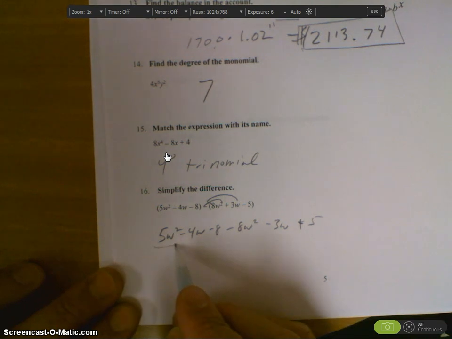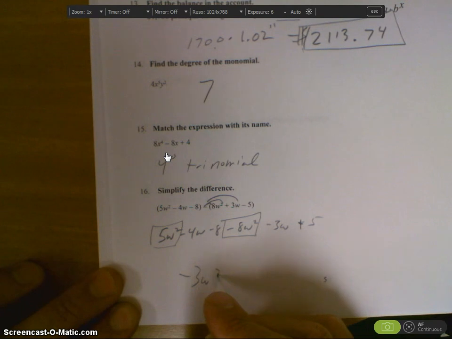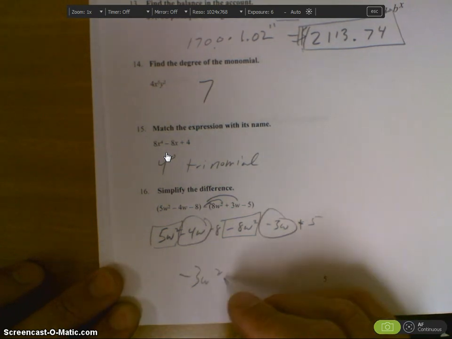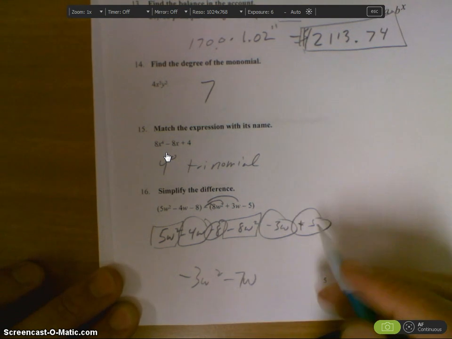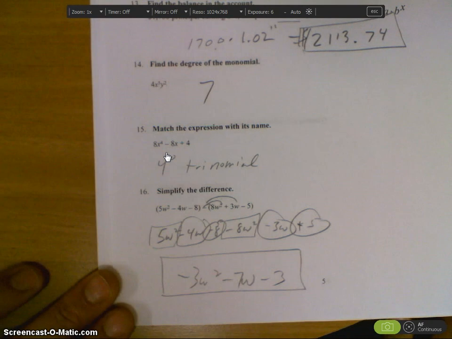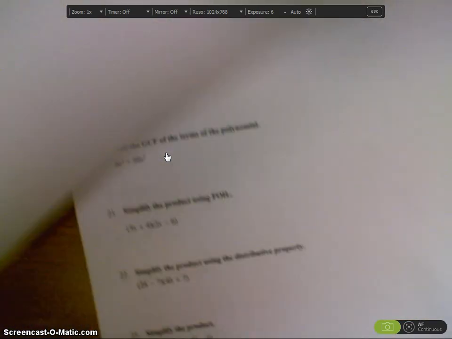Combine your like terms. I have a 5w squared minus 8w squared is negative 3w squared. I have a negative 4w and a negative 3w, that's negative 7w. And I have a negative 8 plus 5 is negative 3. That is the answer. And that would be a quadratic trinomial if you had to name it.